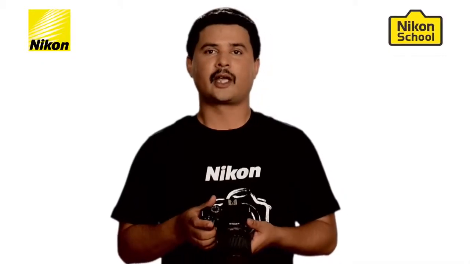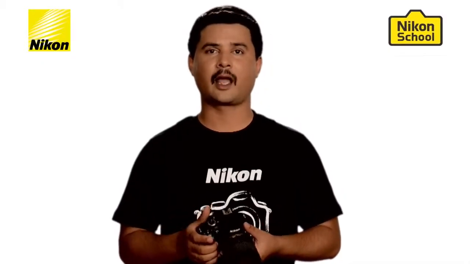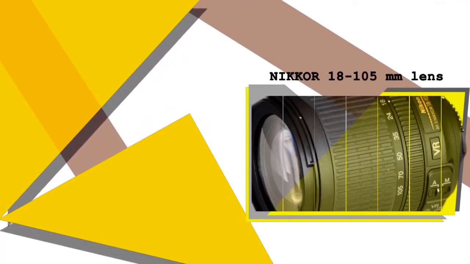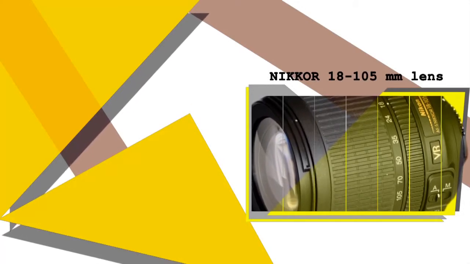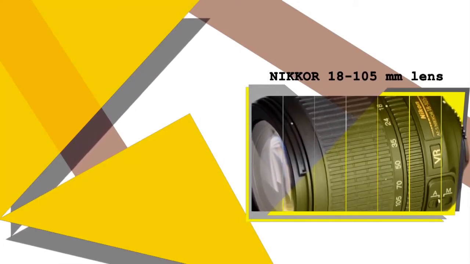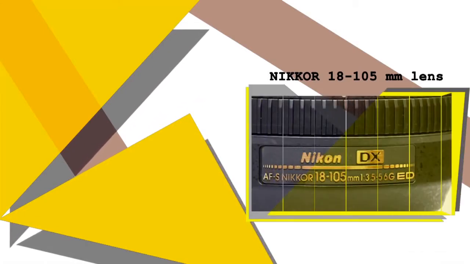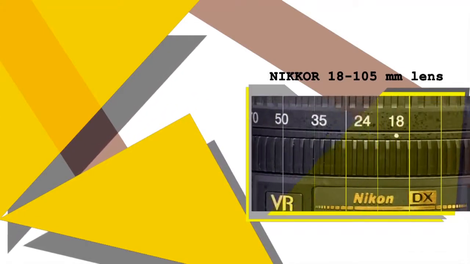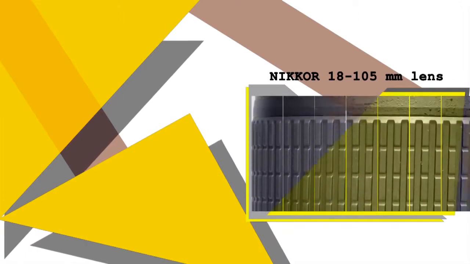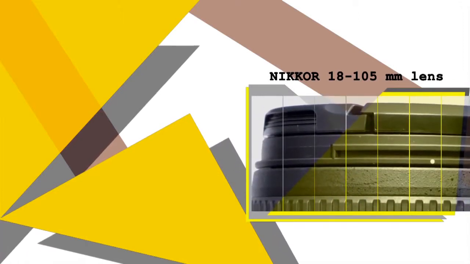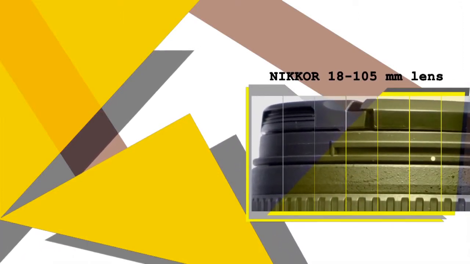Let's see how to change f number in your camera. Here I have a Nikon D3200 mounted with an 18-105mm kit lens. Now on the lens itself, you'll see some marking stating 3.5 to 5.6. What does this mean? This means when you are at wide angle 18mm, the widest aperture you will get is 3.5, and when you zoom the lens to 105mm, the widest aperture you will get is 5.6.